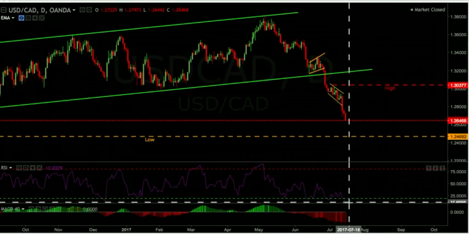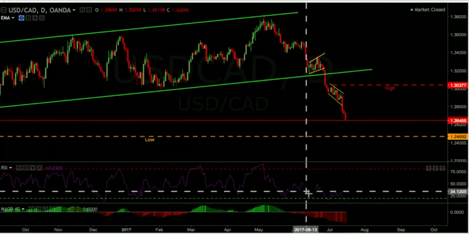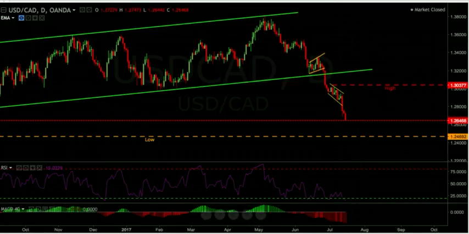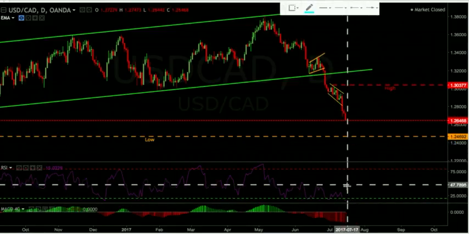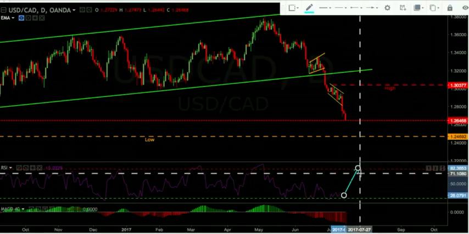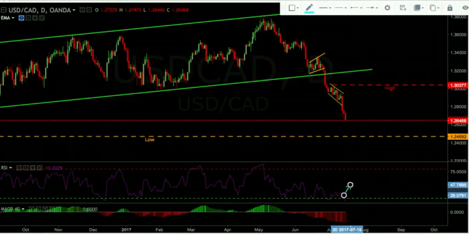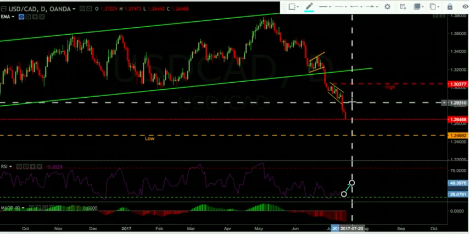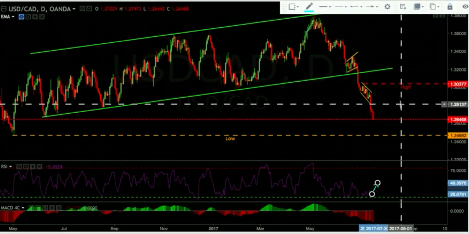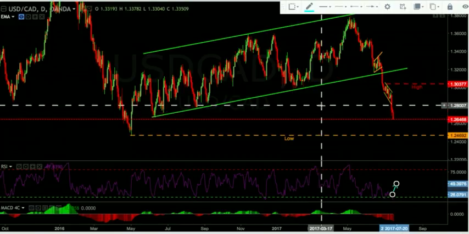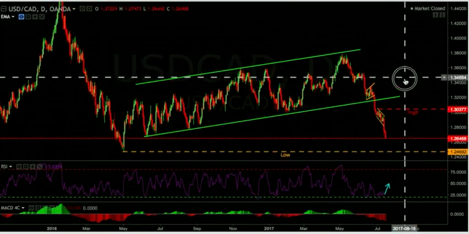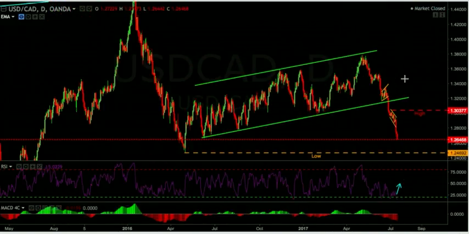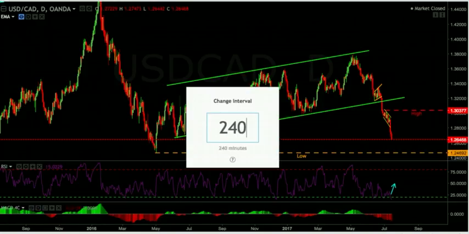RSI is below 20, but it can push back up and then just fall right back again. It's not looking like it's going to come all the way back to the top. It looks like it's going to make a short move up and then another move down, just pulsating down, down, down until we finally get that bearish fall that everyone has been waiting for in the dollar CAD. Let's look at it on the lower time frame.